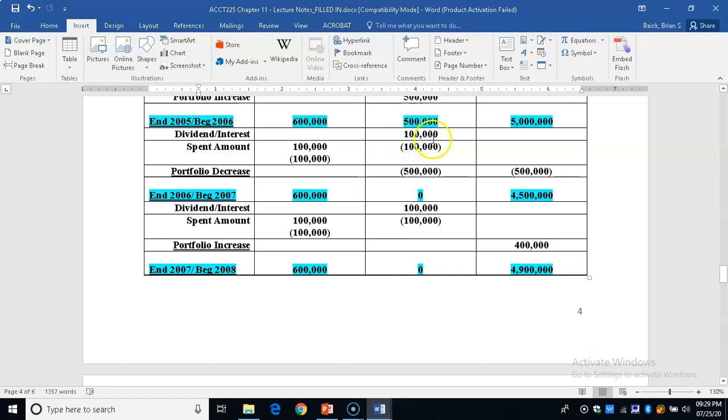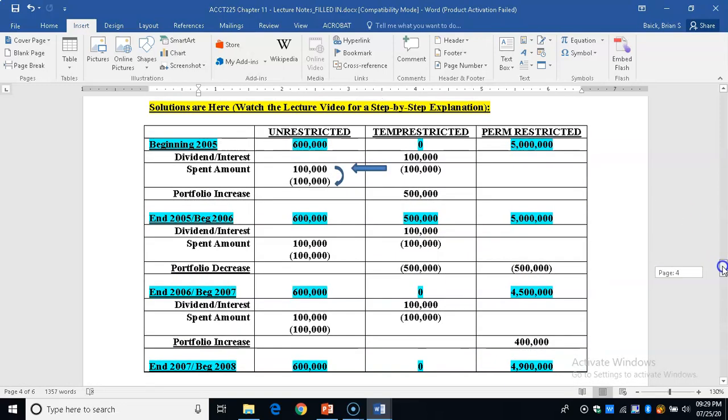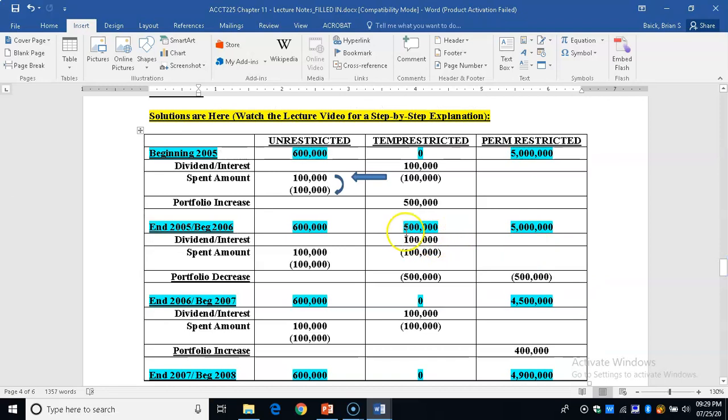Now the reason why it's put into temporarily restricted is because it must be used for chapter books. So when we go ahead and use this money for chapter books, the money's going to move out of temporarily restricted. It's going to go into unrestricted, and then the money gets spent. And then it says that the portfolio has declined in value by $500,000. So we have $500,000 in gain from before, so we subtract $500,000.